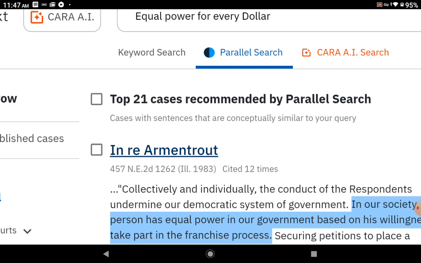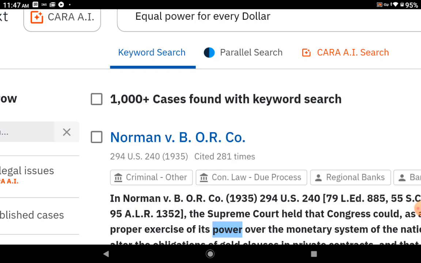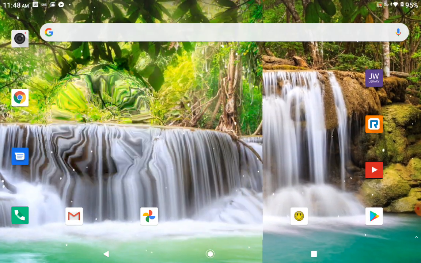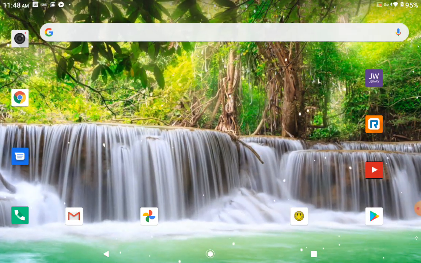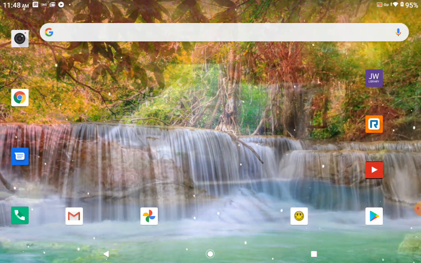Hold on now. That's just 21 cases are recommended. Hold on. Just 1,000+ cases found in a keyword search. Do you follow what I'm saying? We give them the web link so they can go do their own research. It ain't our job to tell them the law. It ain't our job to tell them what their courts have decided.